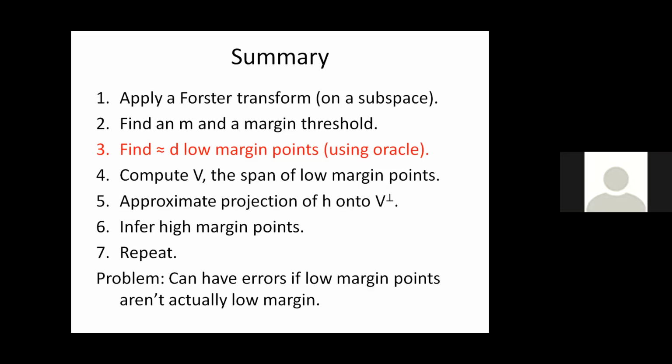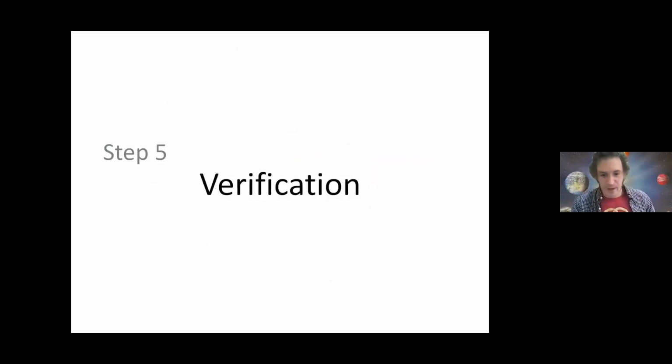Sure. And so if you want to guarantee that you get the right answer, there's this problem that there might have been points that my oracle told me were low margin, even though they actually weren't. And unfortunately, if I actually have a set of points and need to verify that all of those points are low margin, there really isn't a better way to do it than doing at least D queries, or querying all of the points or something like that. And so the final step, if you want to get an algorithm that never makes errors, we need to find a way to do verification. We need to verify that these low margin points were actually low margin.